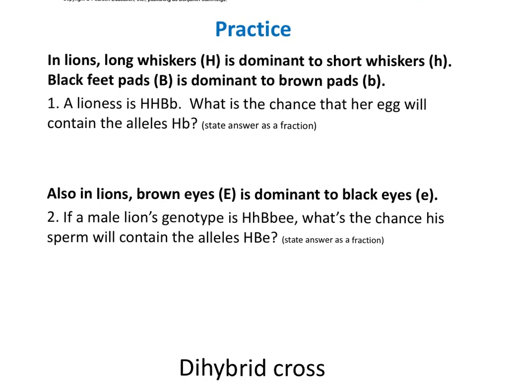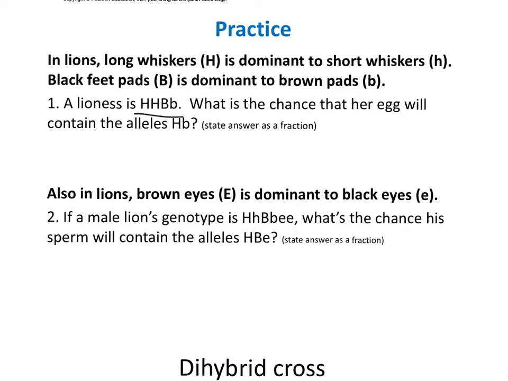Here's a few practice questions. I would recommend you pause, try them on your own, and then listen to the explanations. In lions, long whiskers is dominant to short. Black feet is dominant to brown. I have a particular lioness. That's her genotype. What's the chance that her egg will contain big H, little b?